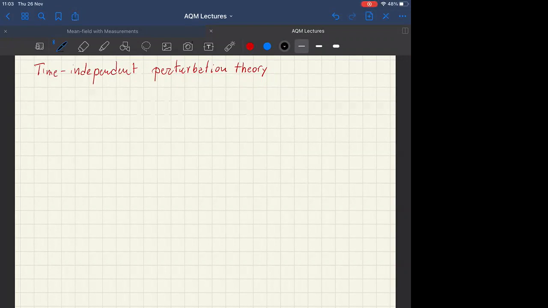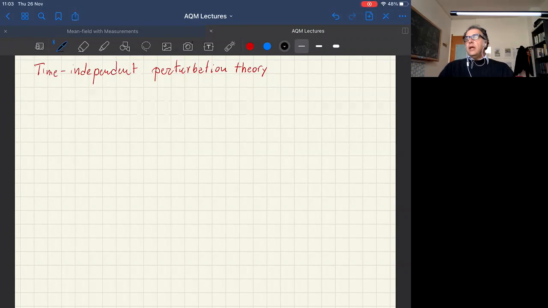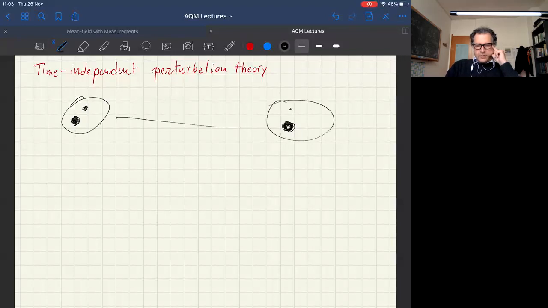Yes. So the first example we would like to address is the following. Just imagine that you have two hydrogen atoms. So you have here an atom with an electron, and then there is another hydrogen atom somewhere, and they are far apart. So the distance between the two atoms is much larger than the typical distance within each hydrogen atom.